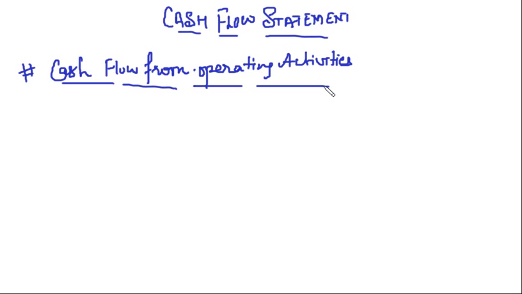Now, one important point we are going to discuss in this lecture is about the fixed asset account. Can you tell me the one item related to fixed assets that we deal with while calculating the cash flow from operating activities? Think of it. That one item is depreciation, isn't it?